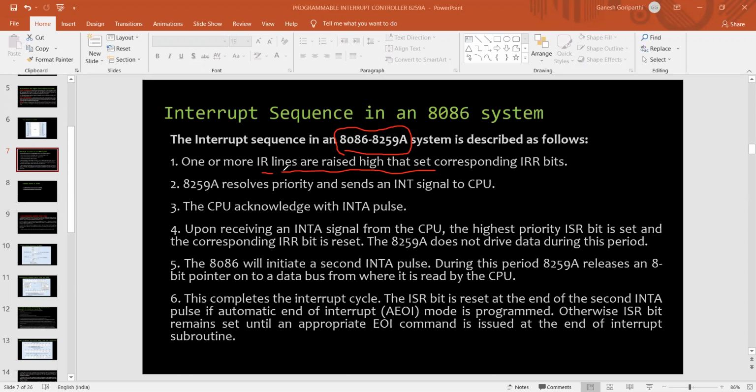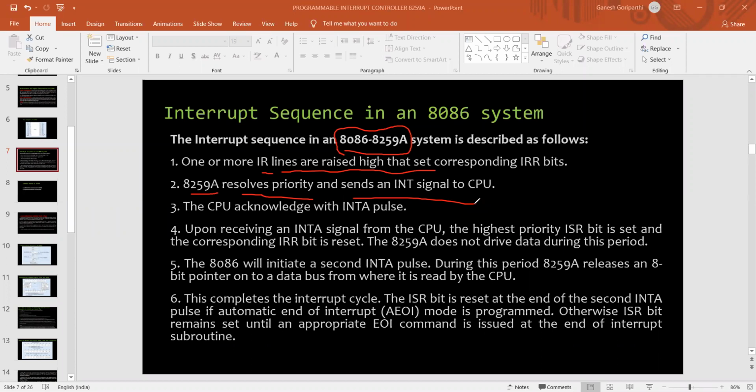We get one or more interrupt requests, and among the received interrupt requests, 8259 resolves the priority and sends an interrupt signal to the CPU. This we saw in the last class while explaining the architecture and different blocks. So first, it receives the interrupt signals from different peripheral devices. Later on, after receiving the interrupt requests, it resolves the priority among all the requests.